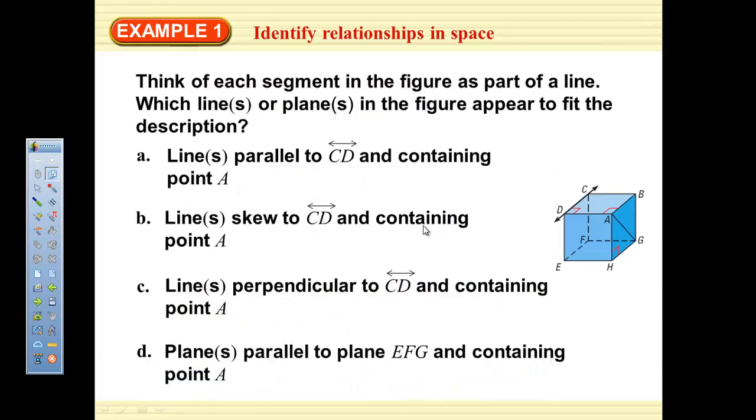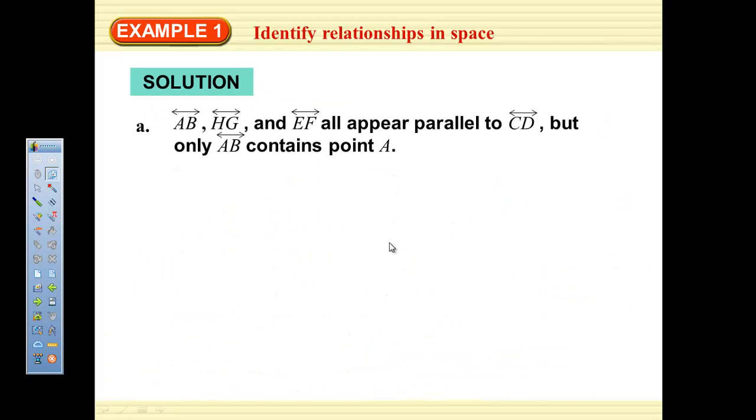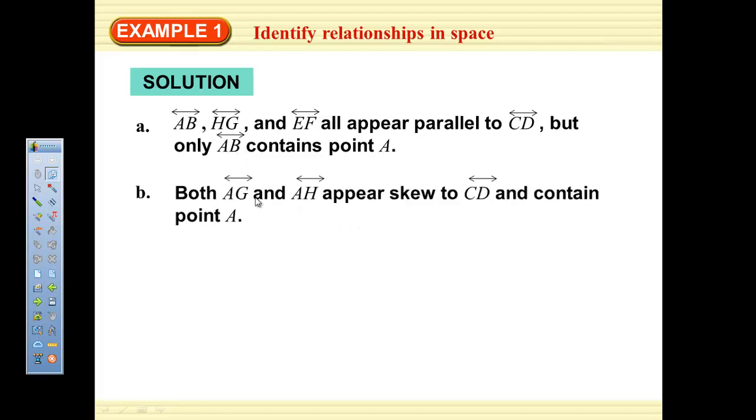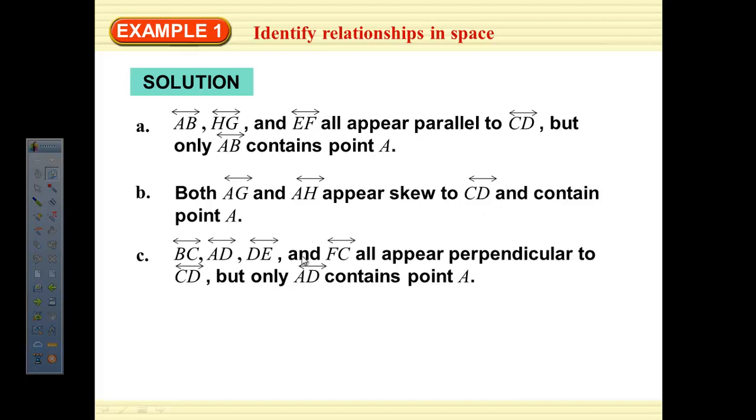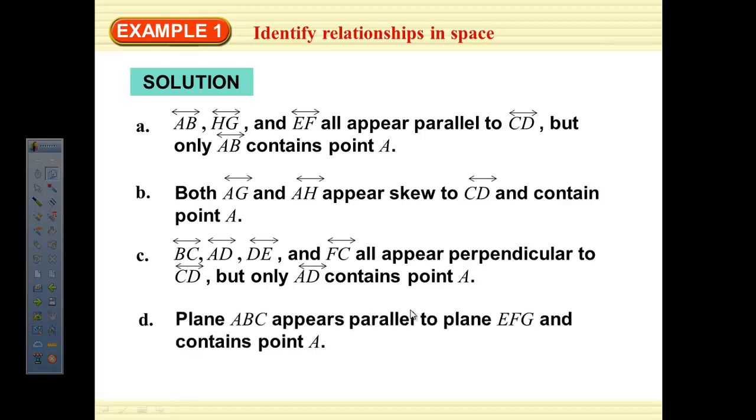And I'll go over it again. For the first one, we had line AB was parallel to CD. We had AG and AH appear to be skew to CD. We had AD was perpendicular to line CD. And finally, plane ABC appears to be parallel to EFG.